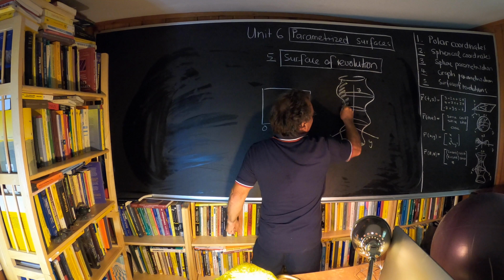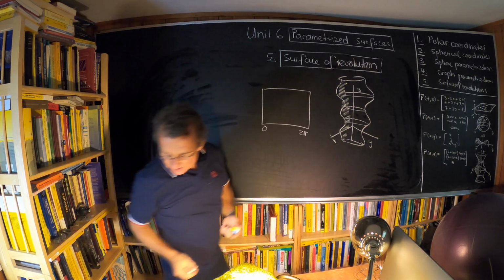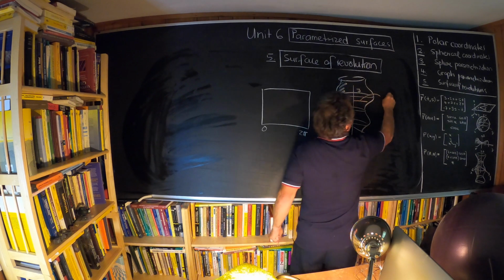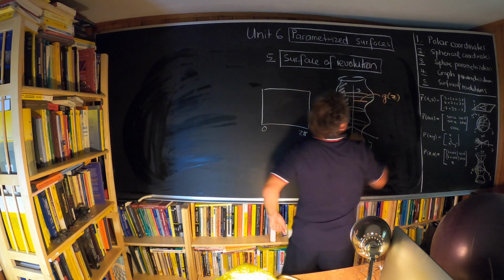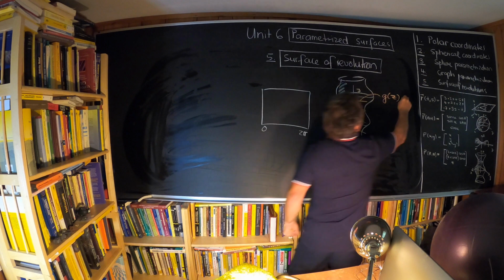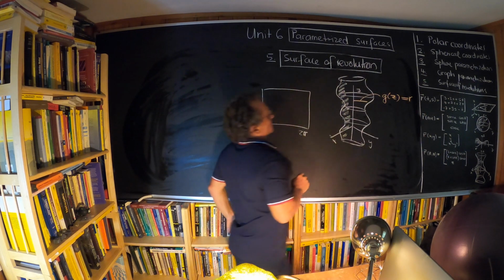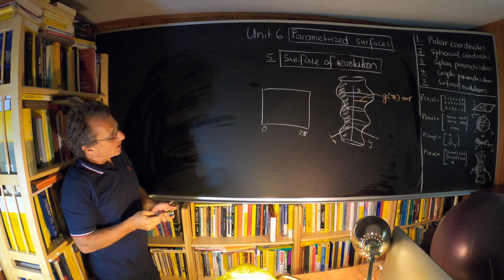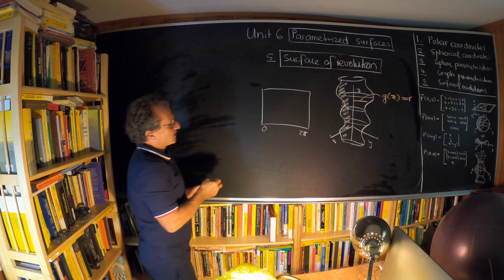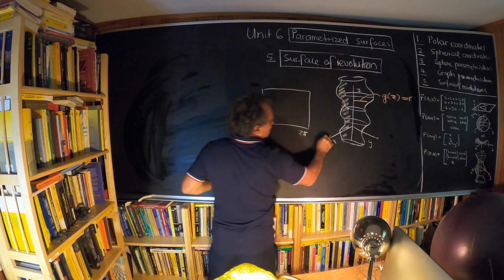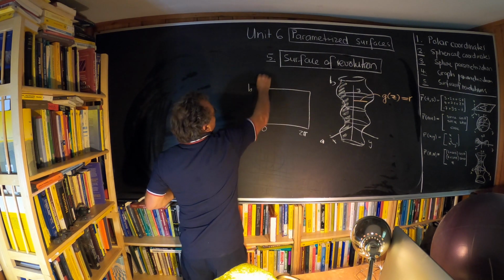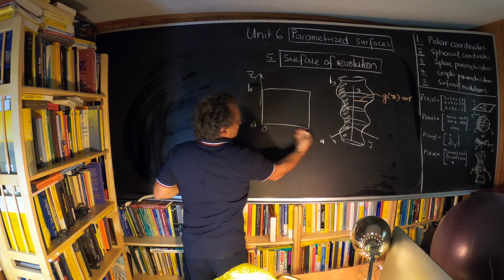And what we are given here is the distance to the z-axis. Let's just call this g of z, so that's equal to r. So we have r equal to g of z, and we can now describe this. So we have z here, which goes from a to b. This is z, and this is theta.